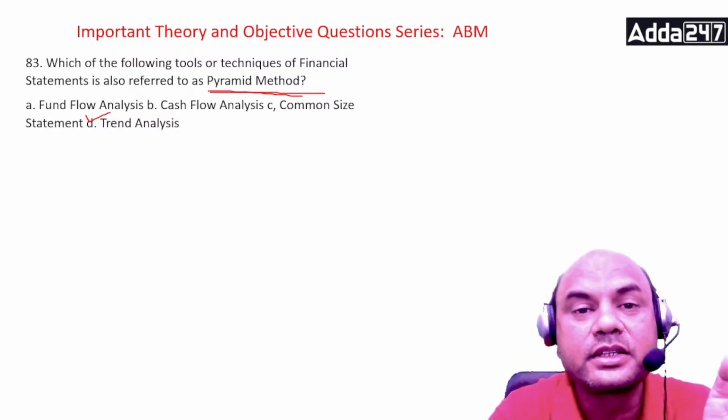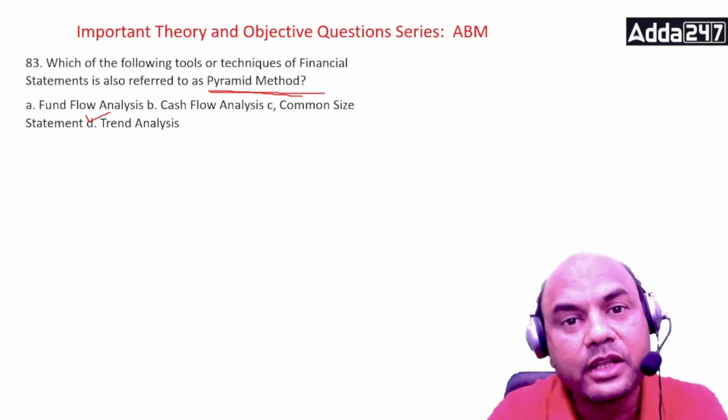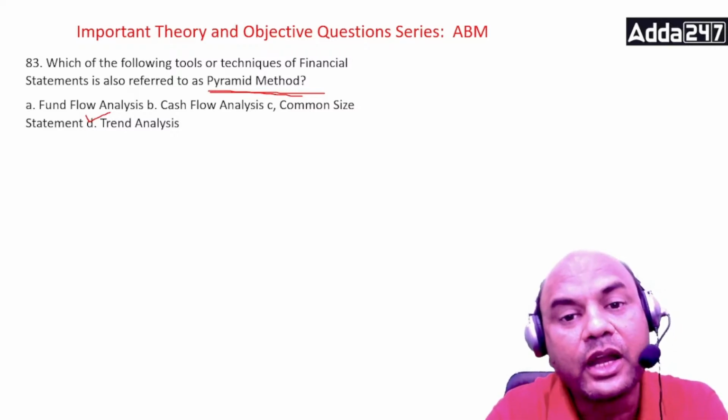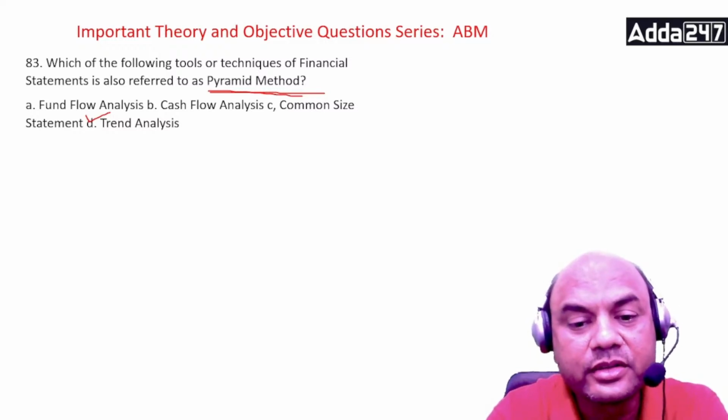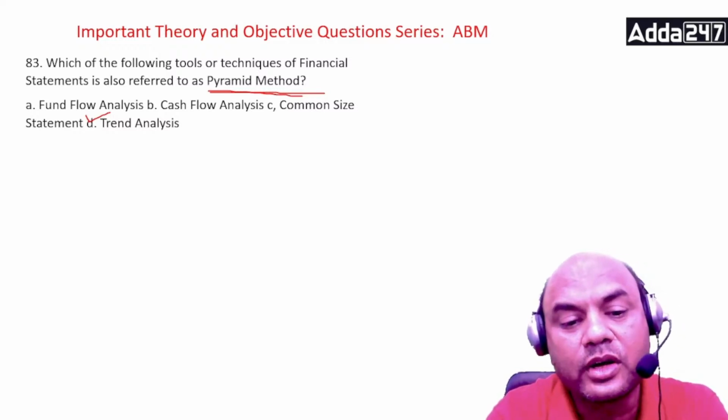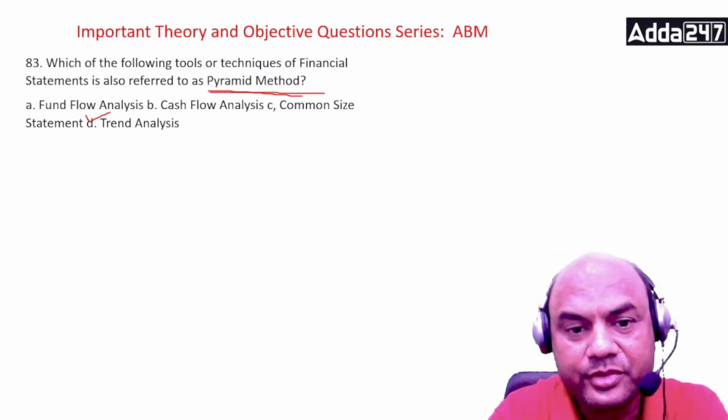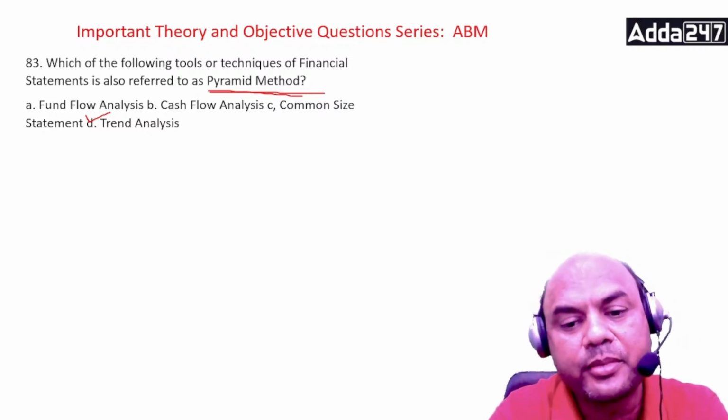Means last 3 years what was it? 2 years what was it? 1 year what was it? Last year what was it? And today what is it? So that is trend checking. Okay. So this analysis is also called the pyramid method. So this trend is also called the pyramid method.